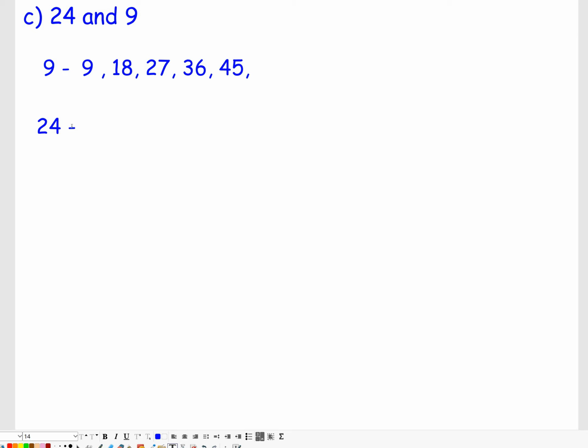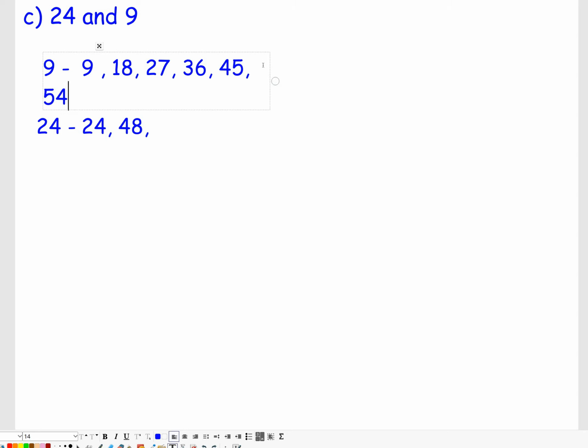So then if I write some for the 24s, well, 1 times 24 is 24. 2 times 24, well, double 24 is 48. So you need to keep going a little bit more in the 9 times tables. Don't panic if the LCM doesn't show straight away in the first few multiples. You can keep going in the times tables or in the list of multiples for both until you come to a number that is the same.